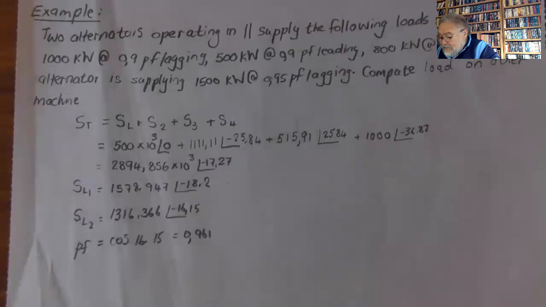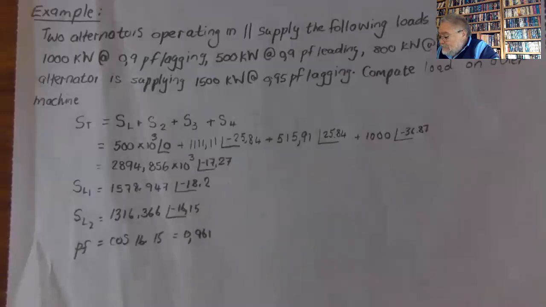So the total kVA is the sum of all the separate ones. So that's 500 times 10 to the power of 3 plus 1111.11 at an angle of minus 25.84 plus 515.98 at an angle 25.84 plus 1000 angle minus 36.87. That gives us a value of 2894.856 times 10 to the power of 3 angle minus 17.27 kVA.